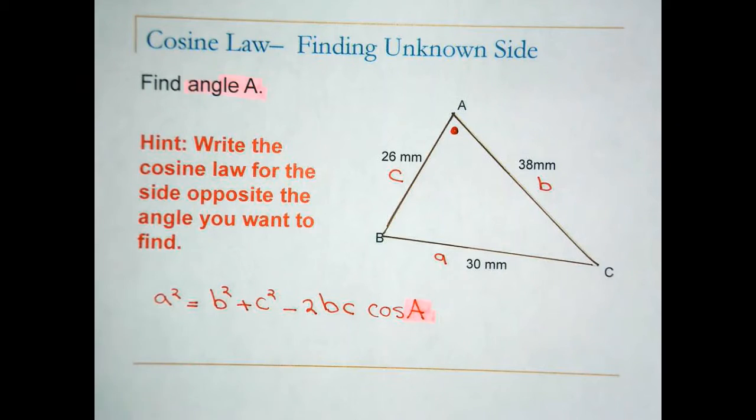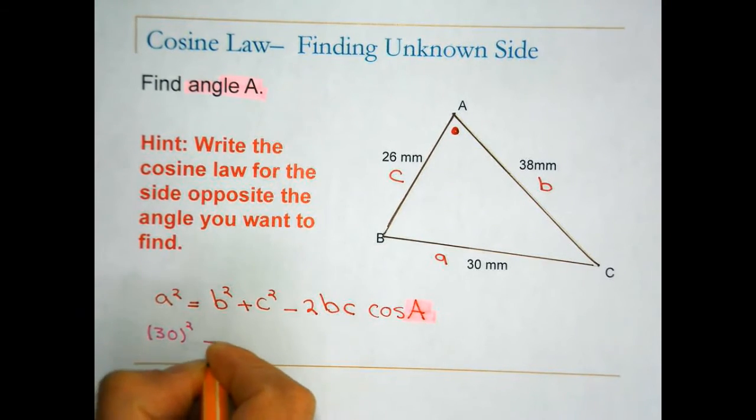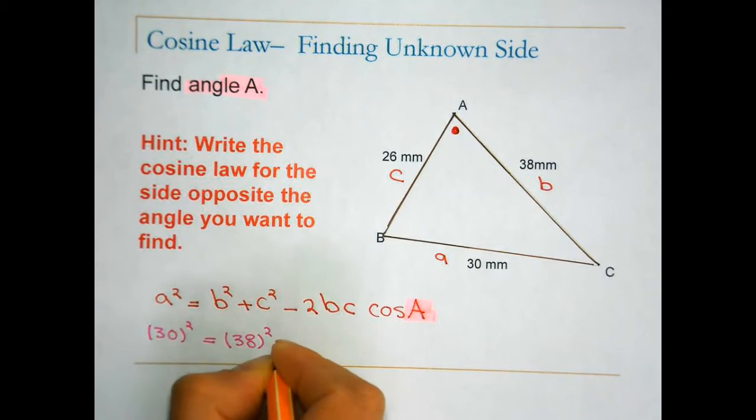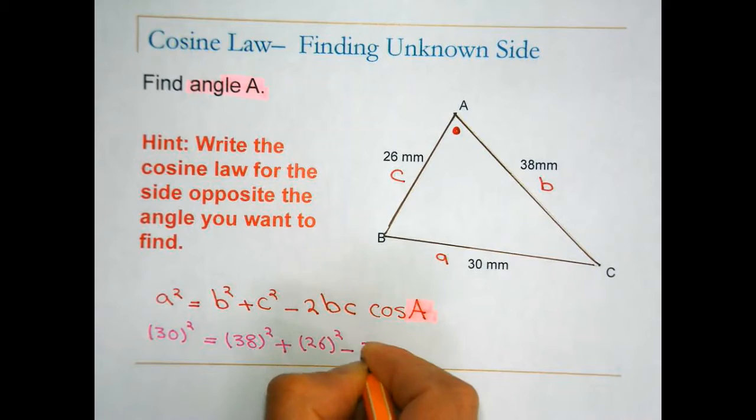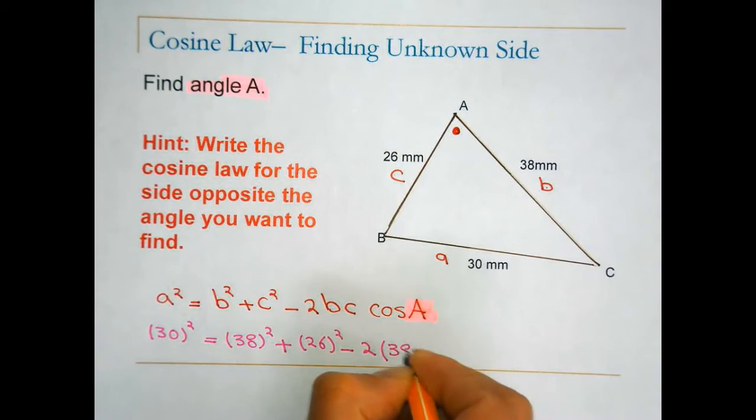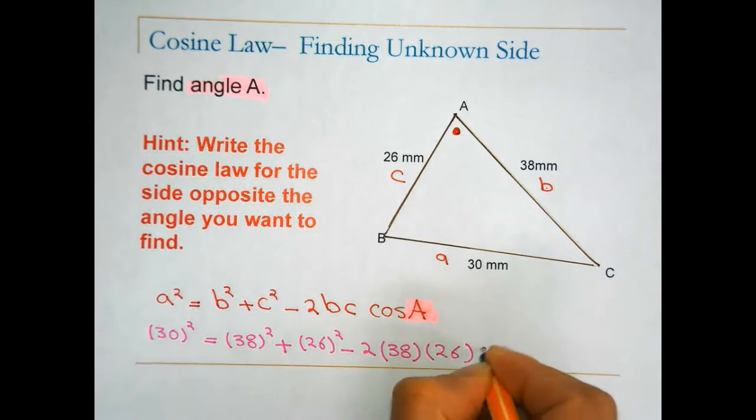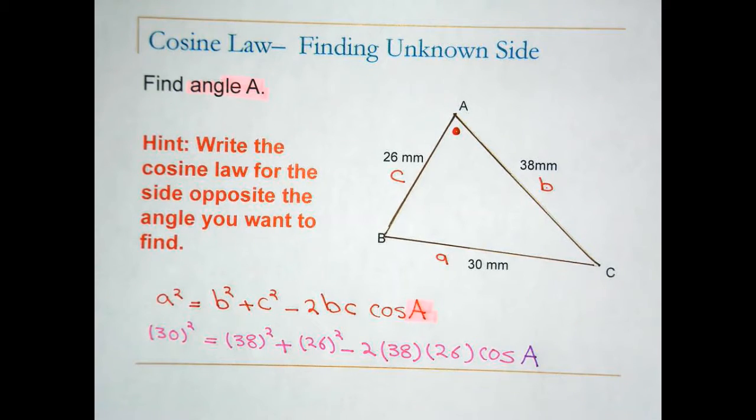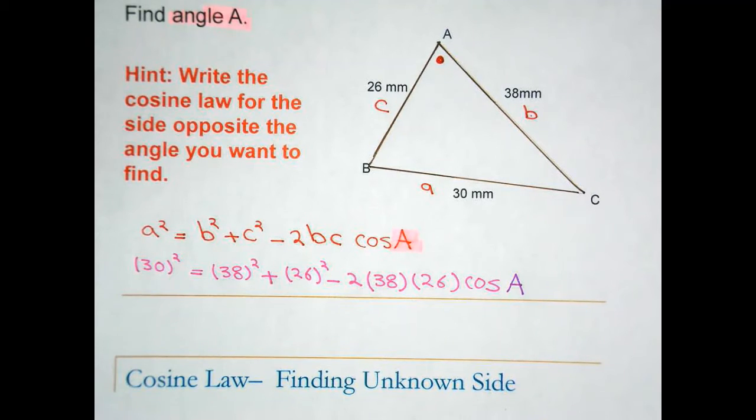This is what we are interested in finding. So let's start by substituting. a is 30, so I'm going to write 30 squared equals b squared, which is 38 squared, plus c squared, which is 26 squared, minus 2 times b, which is 38, times c, 26, cosine of angle A. Compared to the other calculations that we've done so far, this one is a little bit complicated.